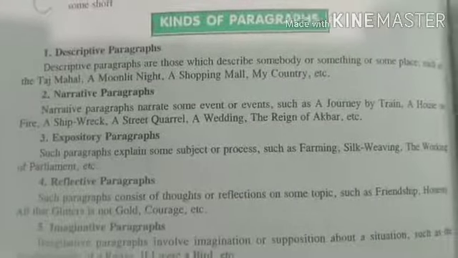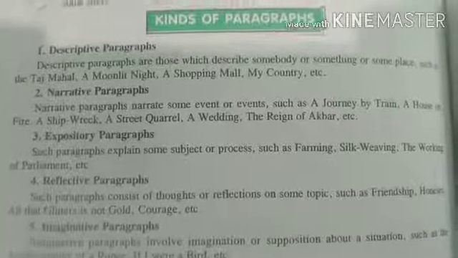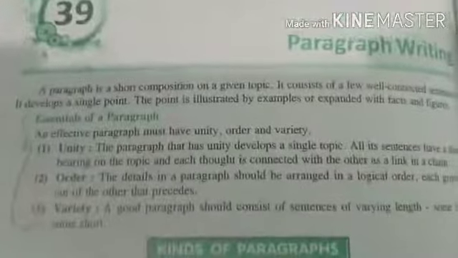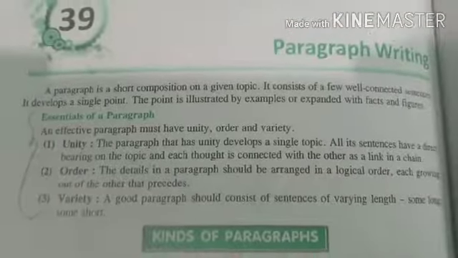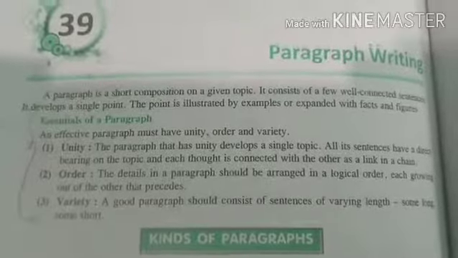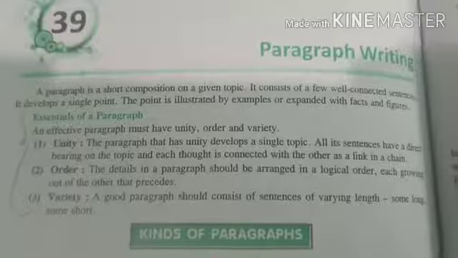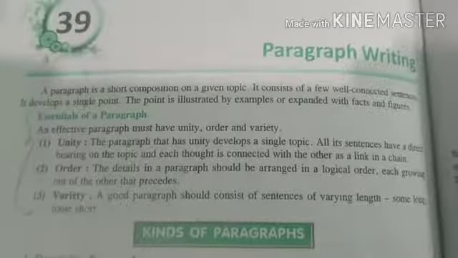You can see here it's again in details. There are 5 points which are written in detail, what exactly it means, right? So no need to write all this. You just need to write these 3 points: unity, order and variety, and the definition of paragraph writing. So this is all about paragraph writing. I hope the topic is clear to you? Please write these 3 points down in your notebook.